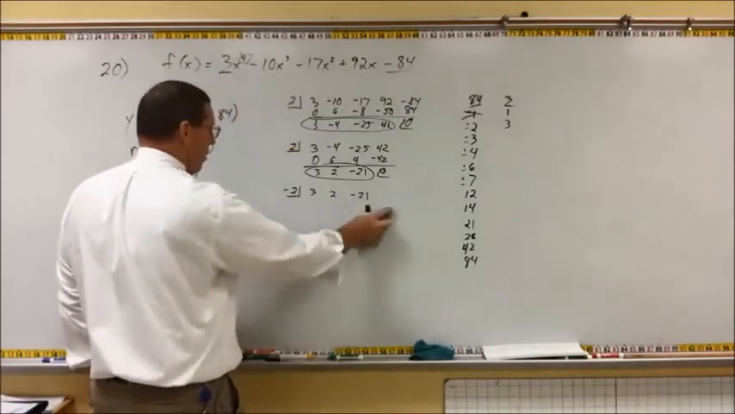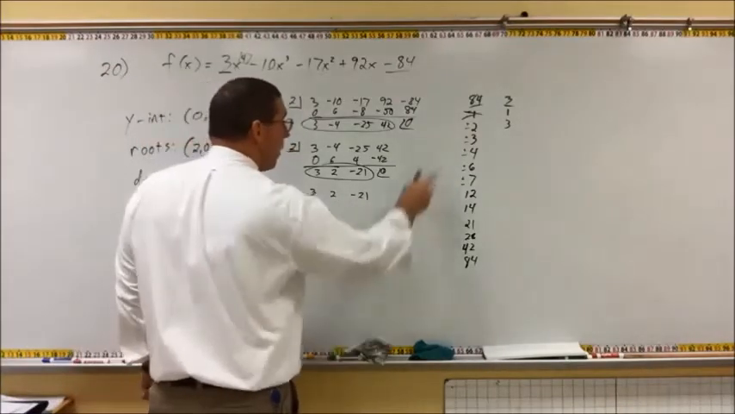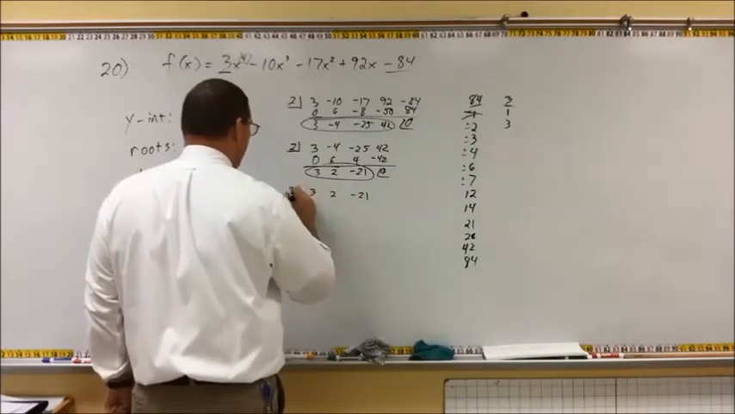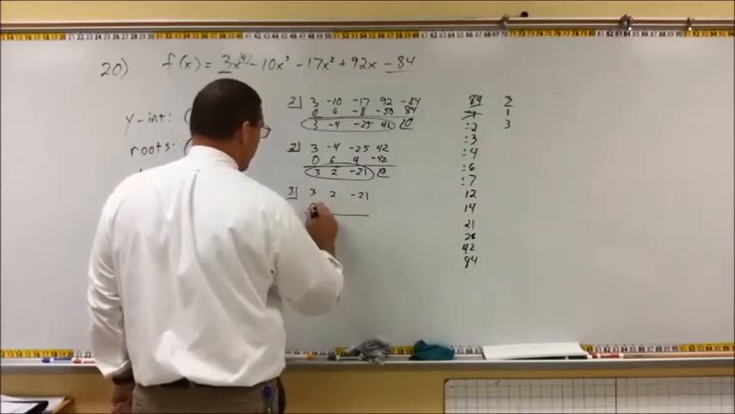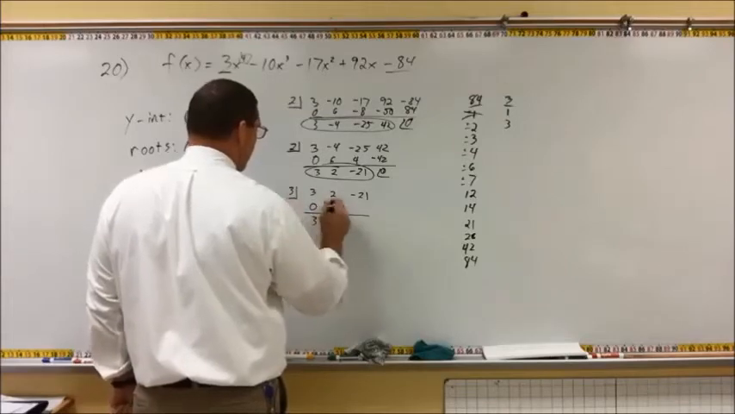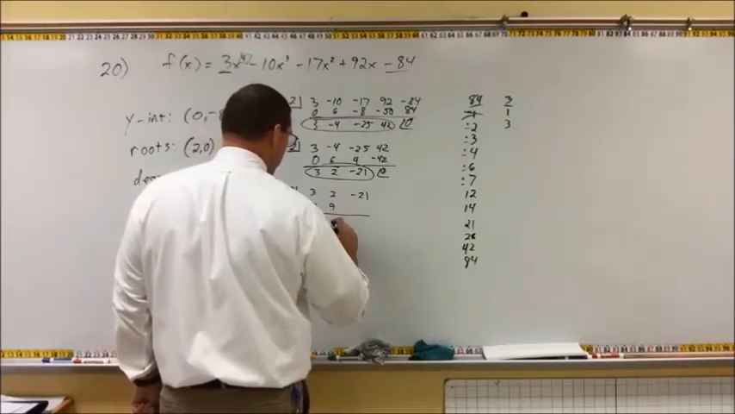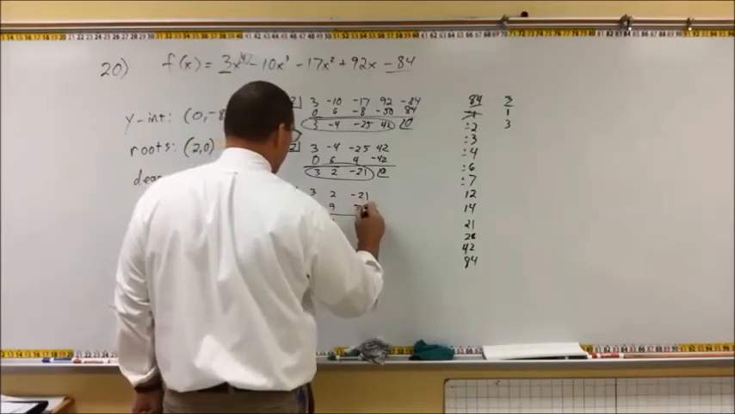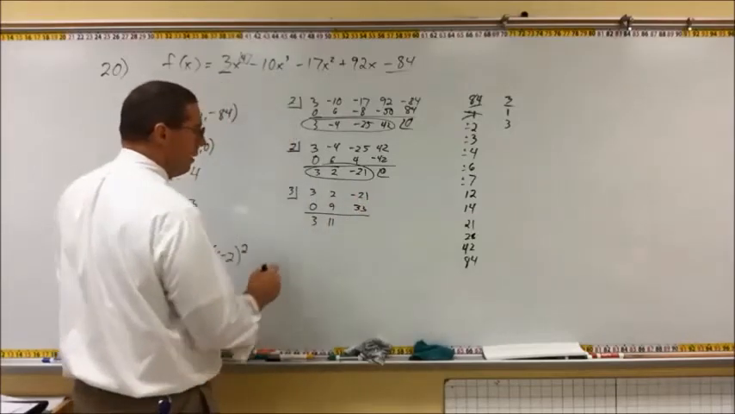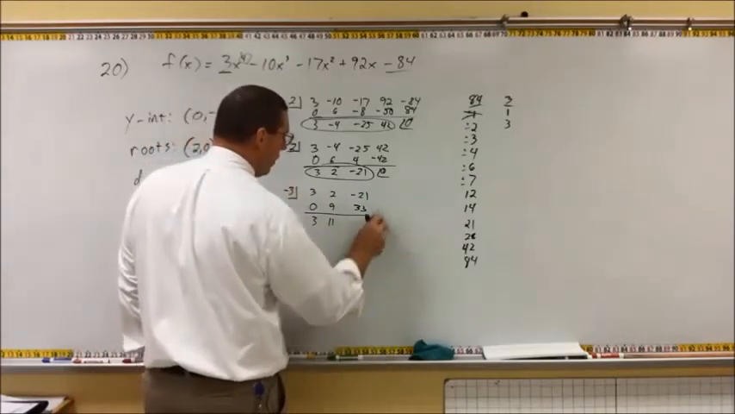All right. So what's our next number there? 3, plus or minus 3. So put a 3 here. Then we'll do negative 3. 0, 3 plus 0 is 3. 3 times 3 is 9. Plus 2 is 11. 11 times 3 is 33. Does not give us a remainder of 0. So we're going to move on to negative 3.